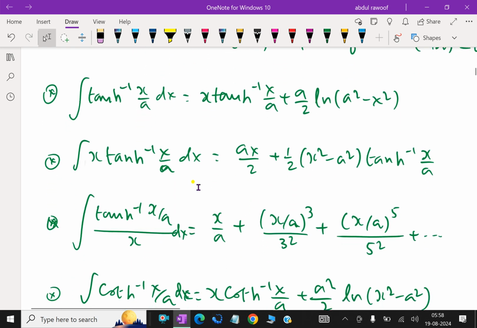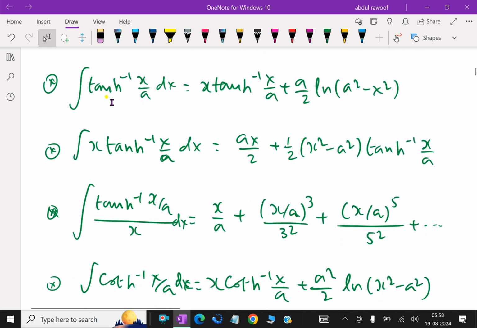Next is integral of tanh inverse (x/a) dx equals x tanh inverse (x/a) plus a over 2 ln of a squared minus x squared. Next one, integral of x tanh inverse (x/a) dx equals ax over 2 plus half (x squared minus a squared) tanh inverse (x/a).